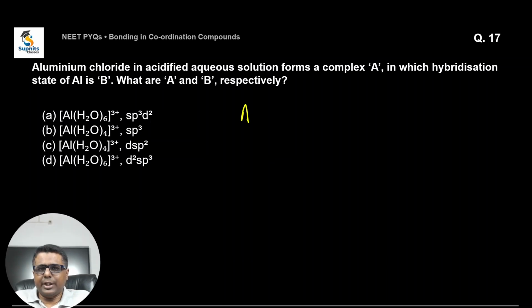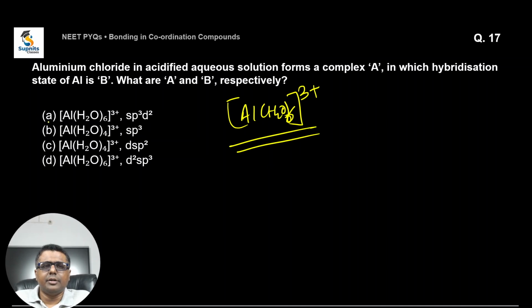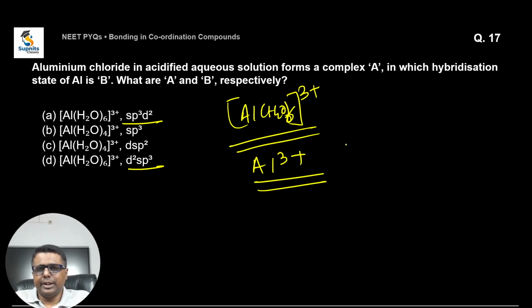This will be aluminium H2O. So, aluminium forms an octahedral complex. We should know that. I have discussed this in my lectures. So, now I have to check whether this is this one or this one. So, I'll write Al3+. Al3+ is having argon configuration. So, argon configuration means no s, no p. So, this will be sp3d2. So, this will be the answer.